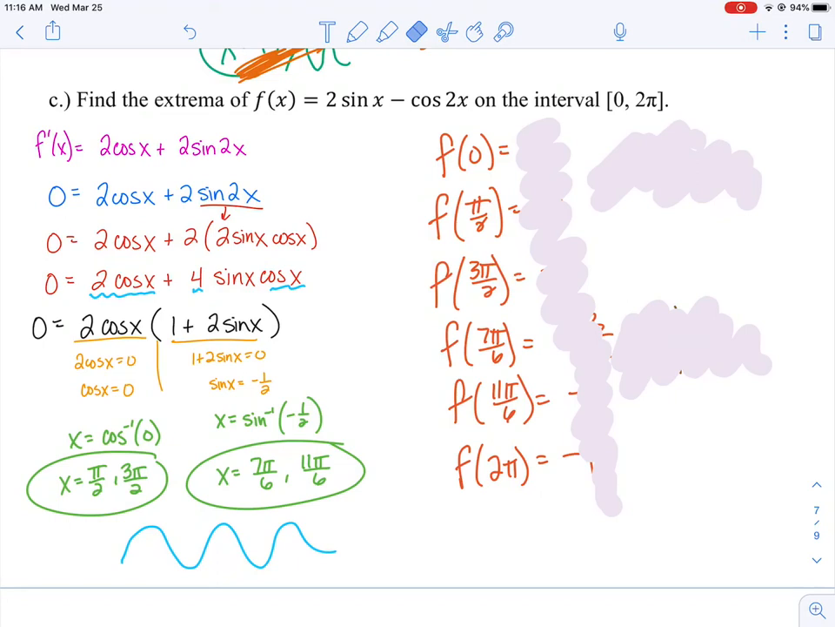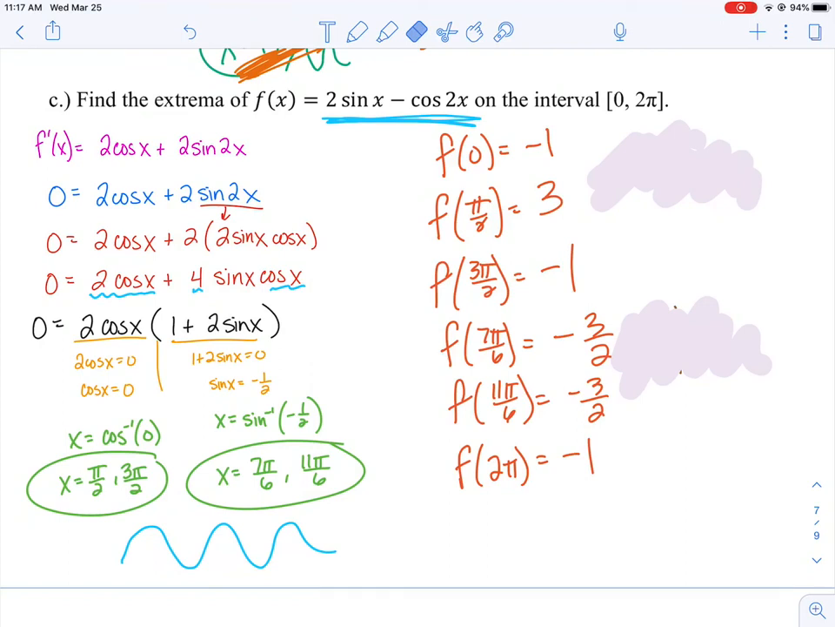We should be then evaluating 1, 2, 3, 4, 5, 6 different values into our original function here. So now I need you to pause the video. I need you to take a few minutes. I need you to plug in 0, pi over 2, 3 pi over 2, 7 pi over 6, 11 pi over 6, and 2 pi into your original function. This is again where you're going to need to know your unit circle values so that you can evaluate this properly. Pause your video, plug those into your original, and see if you get the same answers as I do.